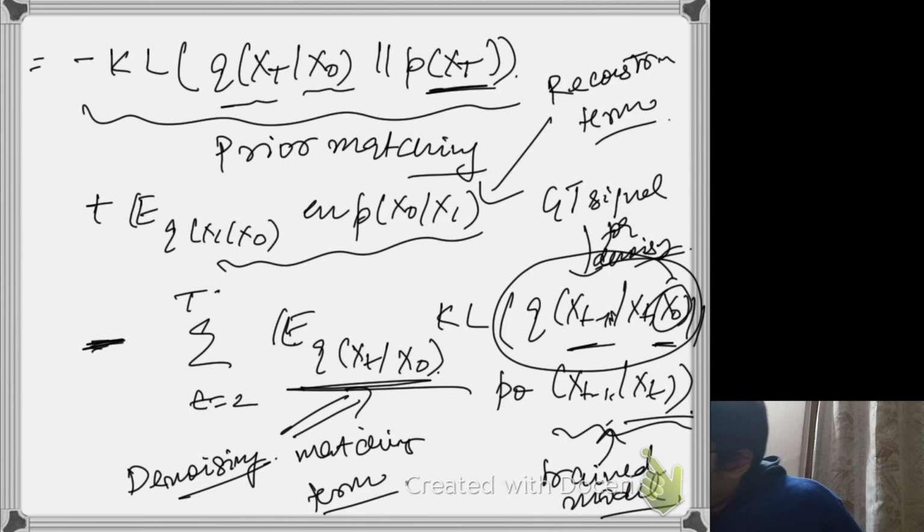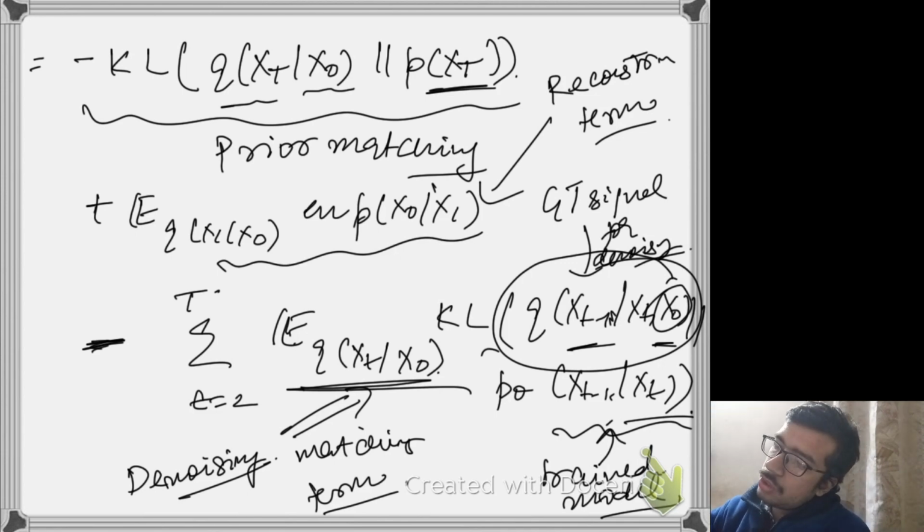So if we have a look at the objective function, here we had a prior matching term, a reconstruction term, and this denoising term. This prior matching term does not have any trainable parameters at all, because p(xT) is just the prior, and q(xT given x0) also has all fixed parameters. So basically this quantity does not have any trainable parameters at all.